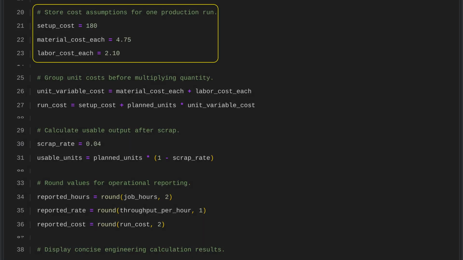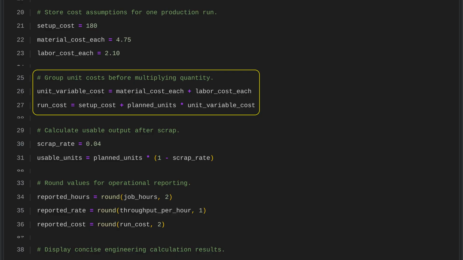The production cost setup includes a fixed setup cost of $180 plus per unit costs of $4.75 for materials and $2.10 for labor. These values provide the basic inputs needed to calculate the total cost of a production run.